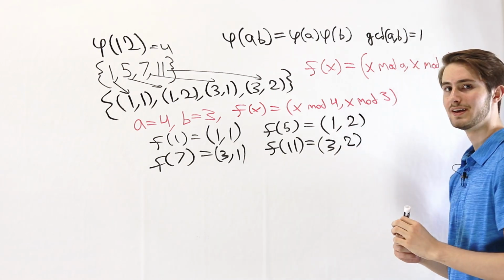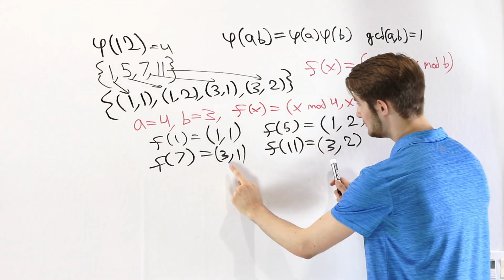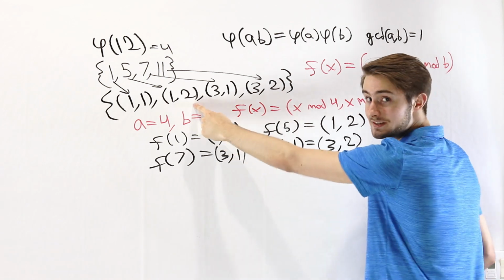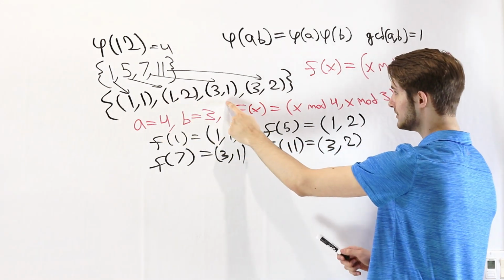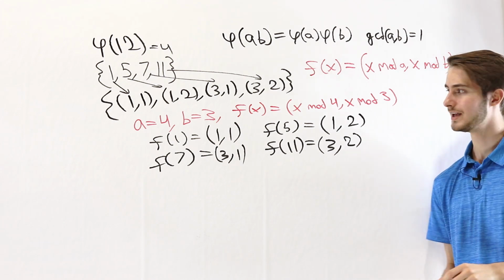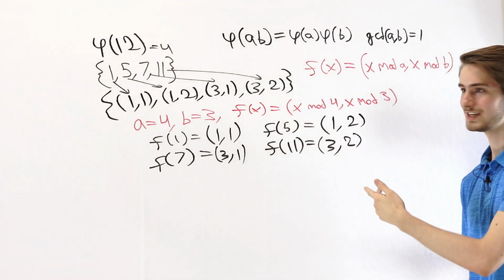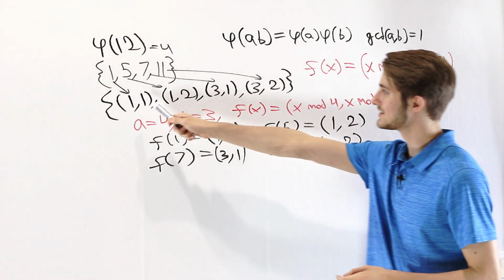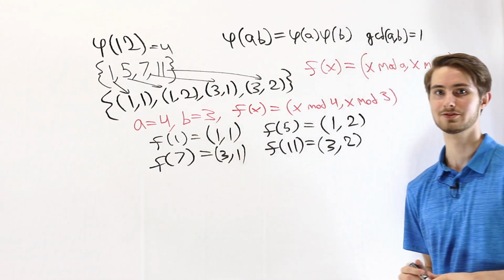This is very interesting. Because notice that the elements that we get here, these 4 outputs, these are exactly what we see in our set. 1, 1, 1, 2, 3, 1, 3, 2. How does that work? How did we get these outputs in such a nice order with this function? Why do we get the exact values from those sets with phi of 4 and phi of 3?